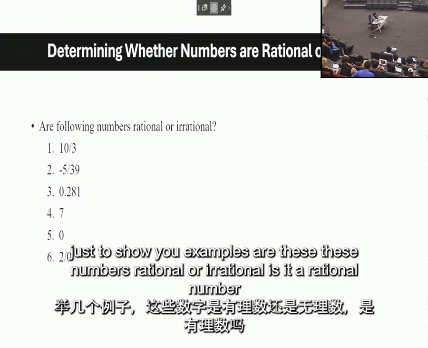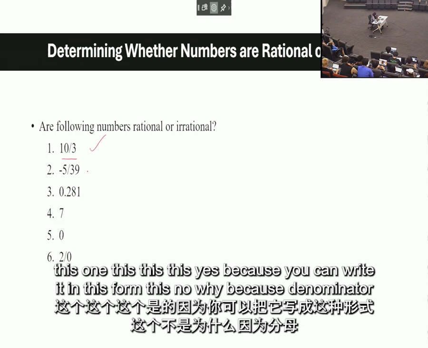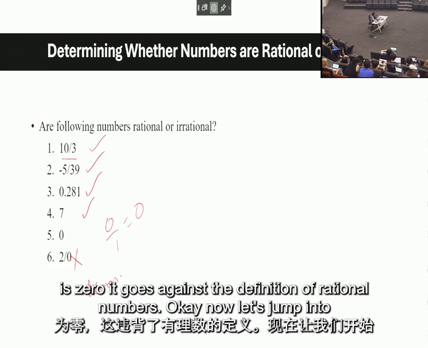Next, just to show you examples, are these numbers rational or irrational? Is it a rational number? This one? This? This? This? Yes, because you can write it in this form. This? No. Why? Because the denominator is 0. It goes against the definition of rational numbers.